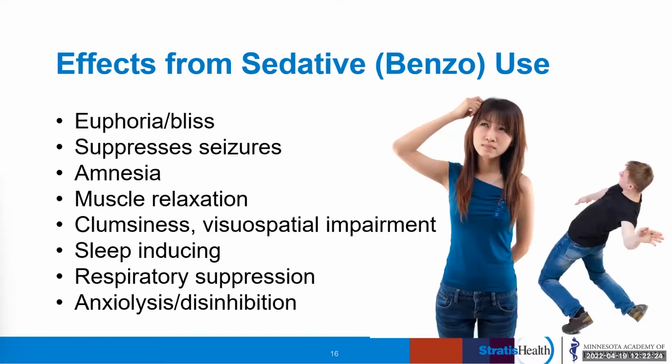So what are the effects of the benzos? What people take them for illicitly is typically the euphoria or the bliss. I don't think there's any of us that haven't had some experience with people who had taken too many benzos, and they take them more and more and more and enjoy that kind of euphoria. We use these medically for seizures, and very commonly Valium and Librium to avoid seizures in people with alcohol withdrawal.